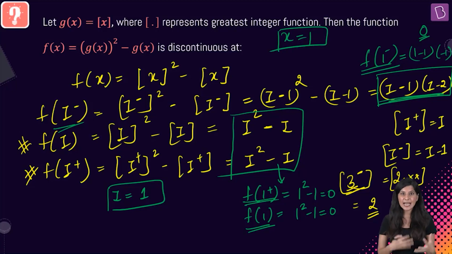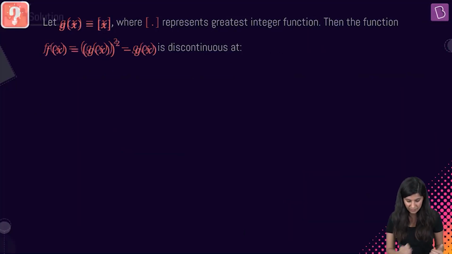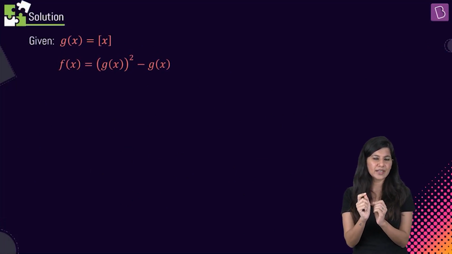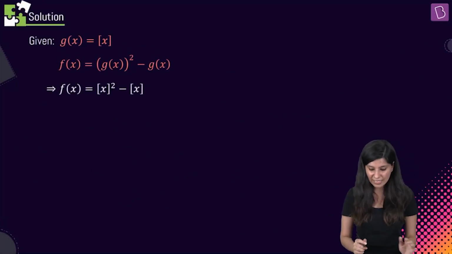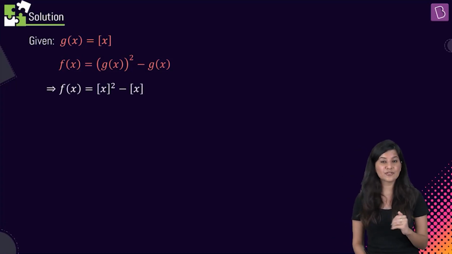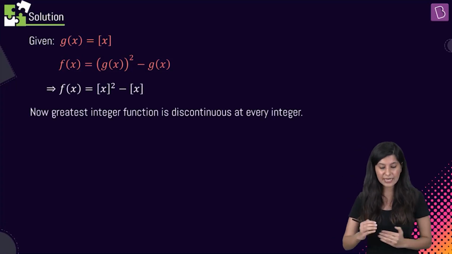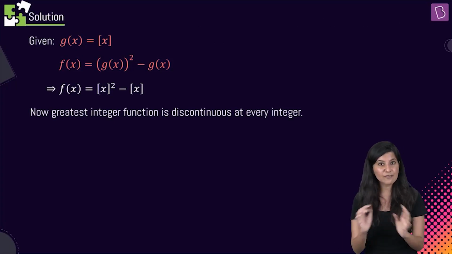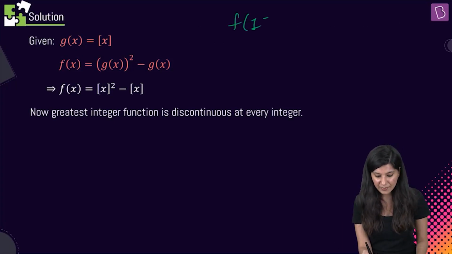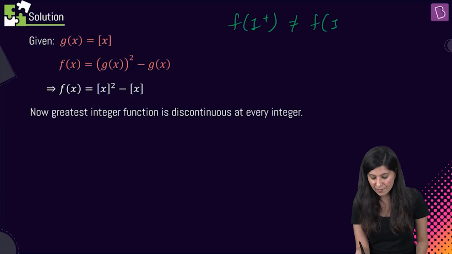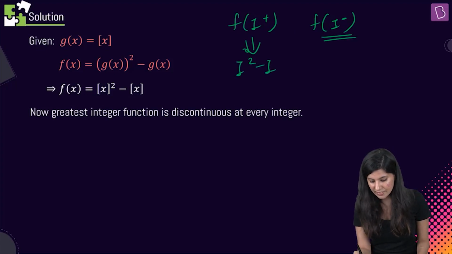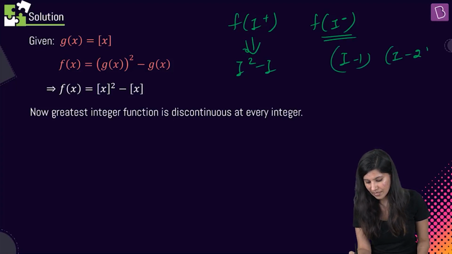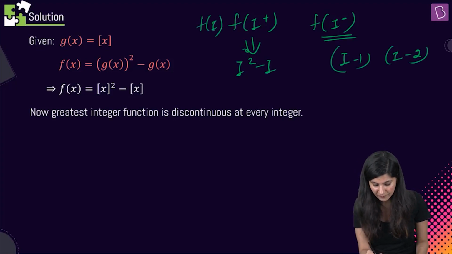So let's just understand this one point again. At x equal to 1, what is happening? We all know this is our f(x), plugging in the value. Now, we know that the greatest integer function is discontinuous at all integers. That's why we are checking only integers. So we have already checked that f(I plus) and f(I minus) have two different expressions. f(I plus) is nothing but I square minus I, but this is (I minus 1)(I minus 2). And the same goes with f(I), right?